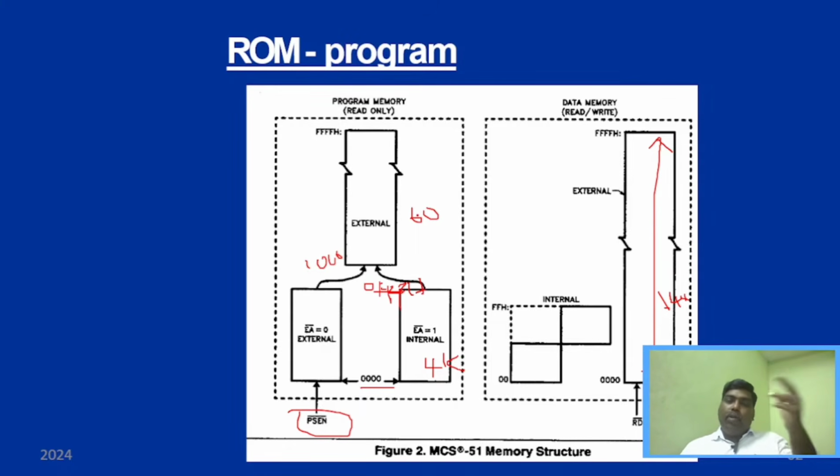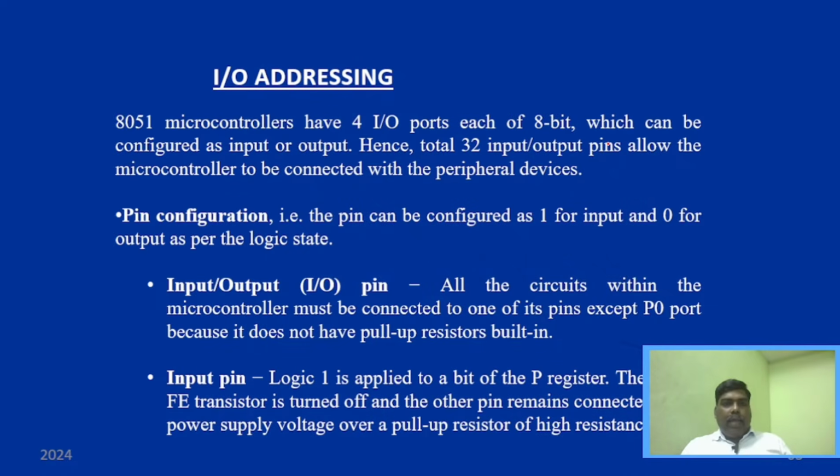If EA is equal to 0, then there is no split up, and the complete external memory, that is from 0000 to FFFFH, can be accessed externally. So depending upon the EA pin, we know whether we are using the internal ROM or the external ROM. Now this is about the memory organization of ROM as well as RAM using 8051.